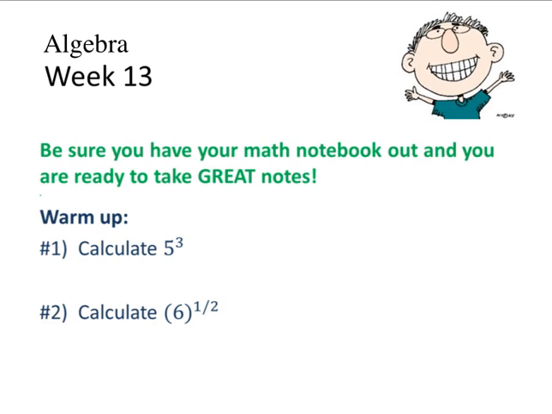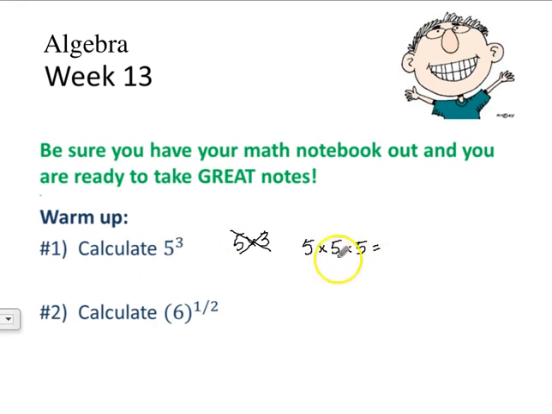Alrighty, so 5 to the third power, or 5 cubed. Remember, this is not saying 5 times 3. That is not what powers mean. So when we have an exponent, it means that we're going to multiply that base number 5 times itself 3 times. So that's what the exponent means. We're going to take that base of 5 and multiply it by itself 3 times.